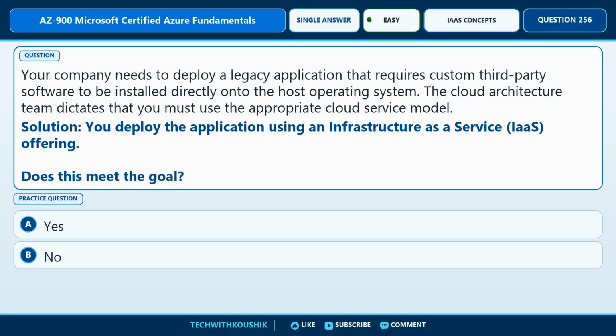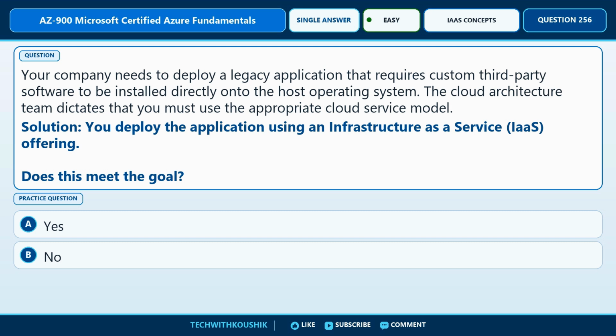Question number 256. Needs a little extra thought. Look for the most important clue in this scenario. Your company needs to deploy a legacy application that requires custom third-party software to be installed directly onto the host operating system. The cloud architecture team dictates that you must use the appropriate cloud service model. Solution: you deploy the application using an infrastructure as a service (IaaS) offering. Does this meet the goal?